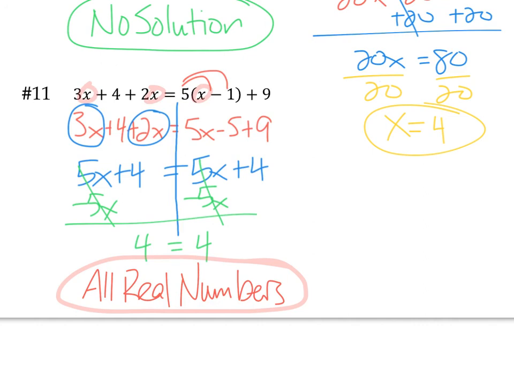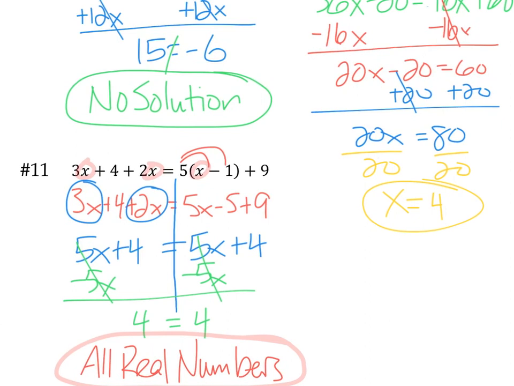Okay? The key there is when the variable cancels out on both sides, look for one of these situations. If you get something like 15 equals negative 6, that's never true, no solution. If it's always true, you get like 4 equals 4, then it's all real numbers. Okay? So get in the good habits of practicing writing out the steps for solving these equations.